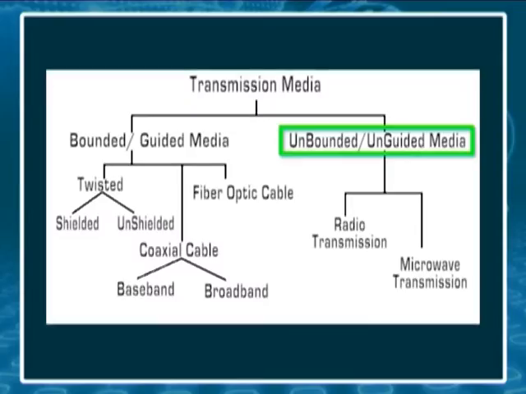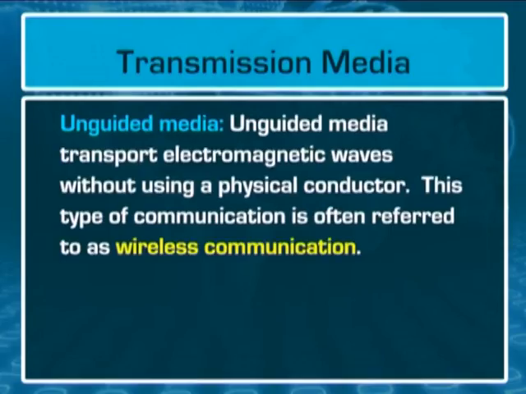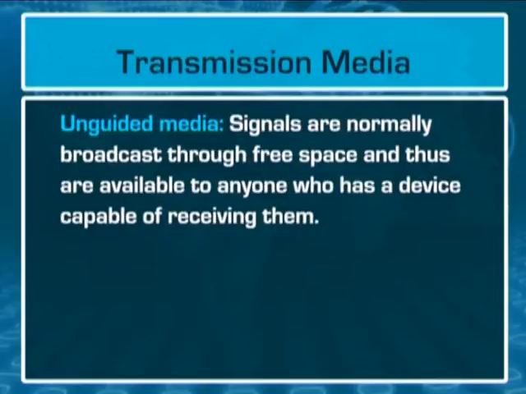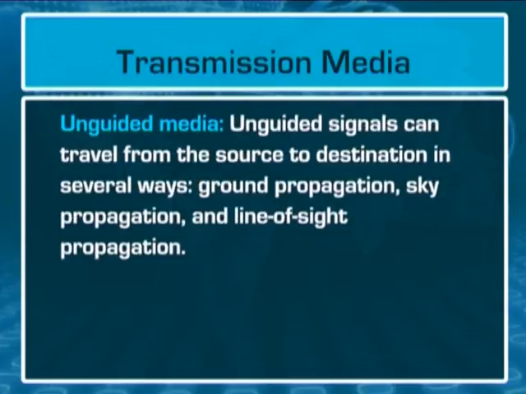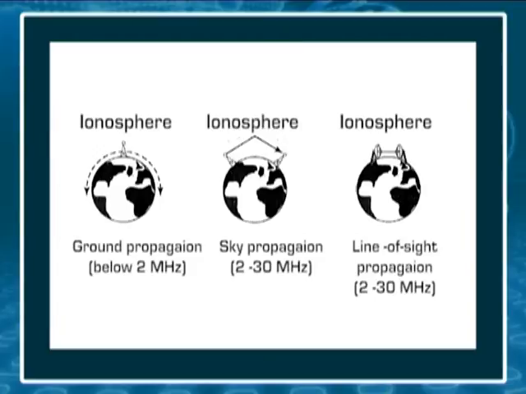Next is unguided media, that is wireless. Unguided media transport electromagnetic waves without using a physical conductor. This type of communication is often referred to as wireless communication. Signals are normally broadcast through free space and thus are available to anyone who has a device capable of receiving them. Unguided signals can travel from the source to the destination in several ways, such as ground propagation, sky propagation and line of sight propagation. Figure shows various propagation methods.